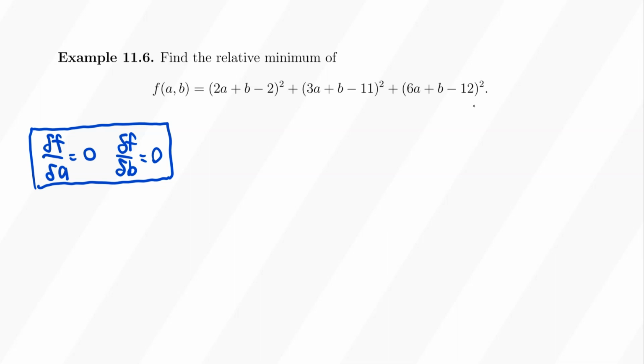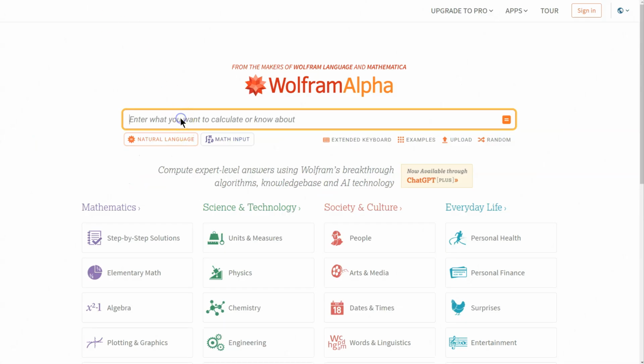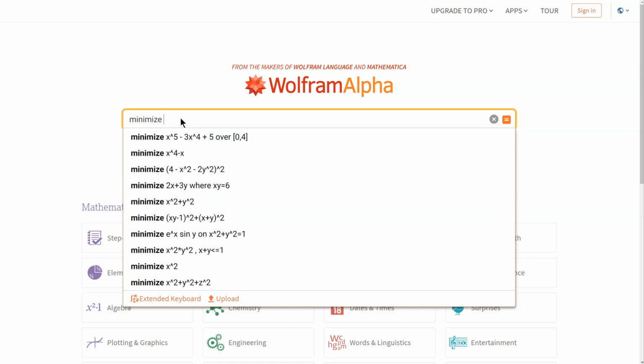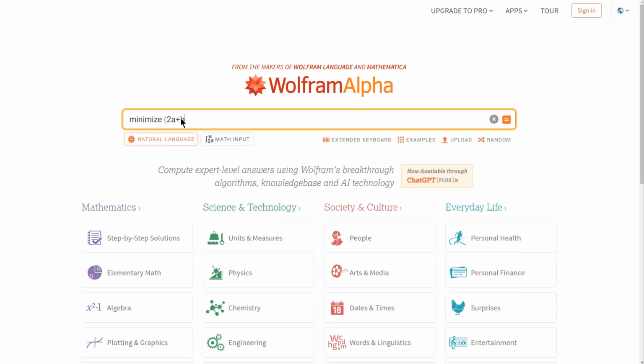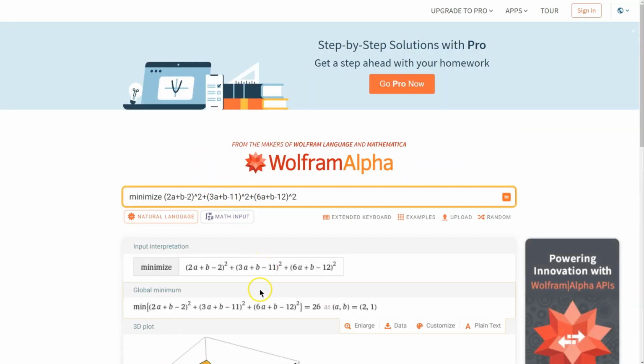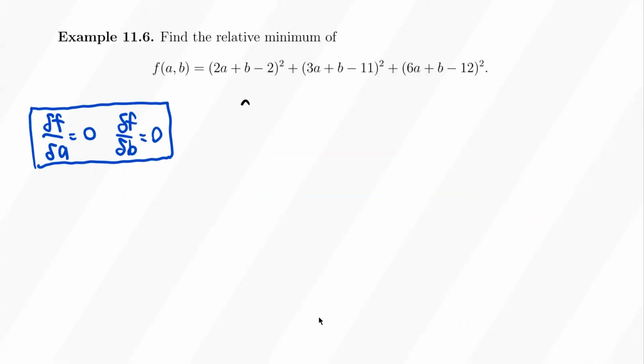Or I can just go ahead and ask Wolfram here. So I would like to minimize, and then my function is going to be (2a + b - 2)^2 + (3a + b - 11)^2, and then the last term is going to be (6a + b - 12)^2. And here we go, the minimum value is going to happen when a is 2, b is 1, and then the function value is going to be 26. So here comes the answer: a is 2, b is 1, and the function value is going to be 26.